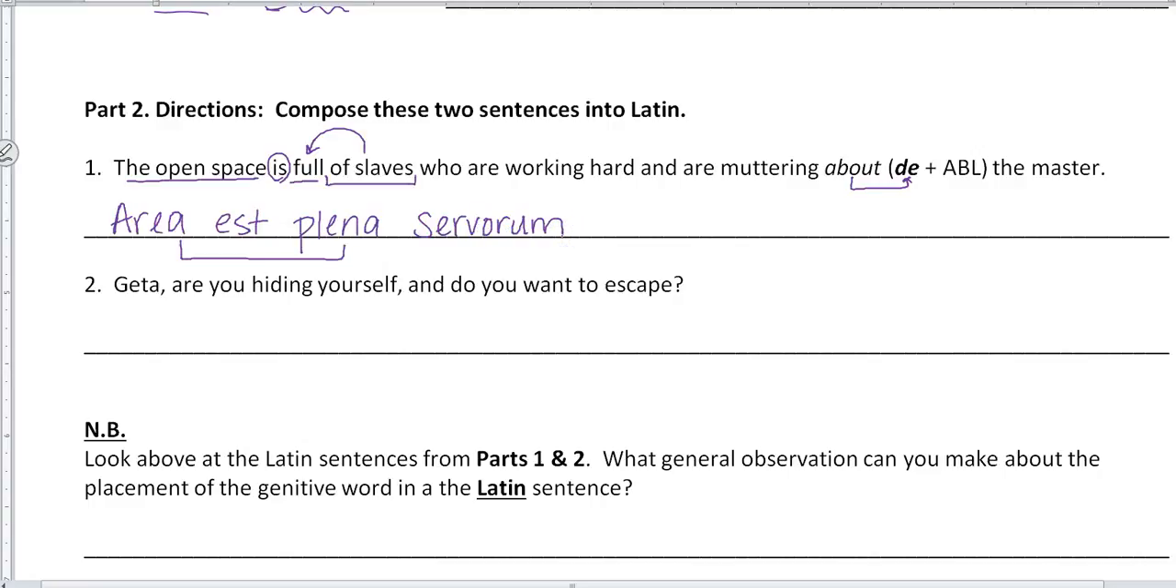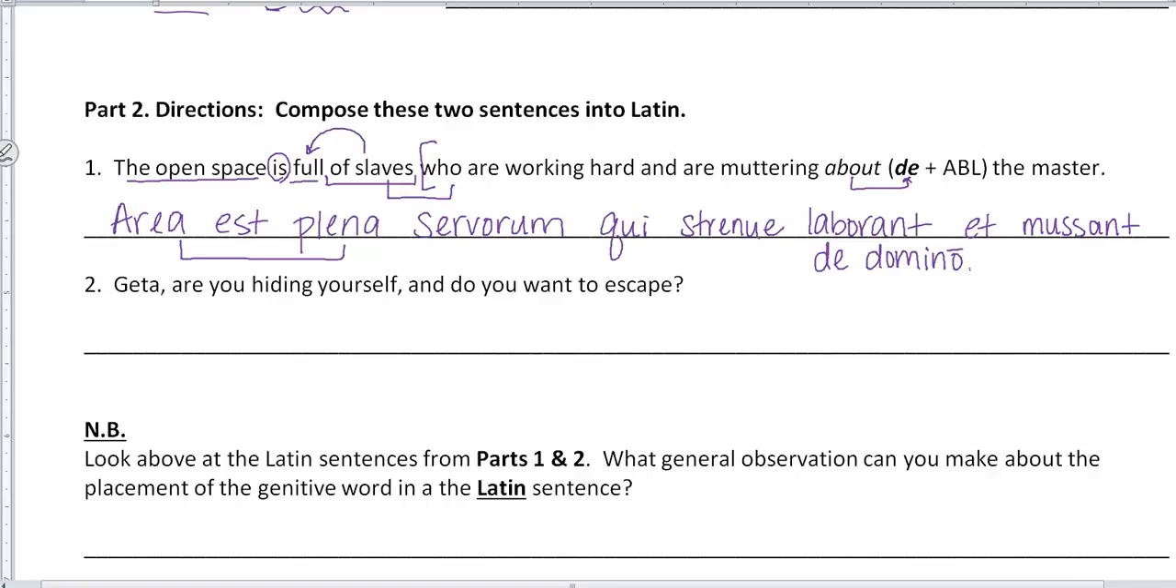Servorum. Who, qui, are working hard. Hard is also strenuously, if you want to take it that way, or energetically. So you can say strenue for hard. And then who are working, they are working. Notice that the who is going back to the slaves. The slaves who, so it's plural. Laborant, they work. And who are muttering. Muttering might be one of your vocab words this week. It might not. It's muso, musare, musant, about the master. De domino.